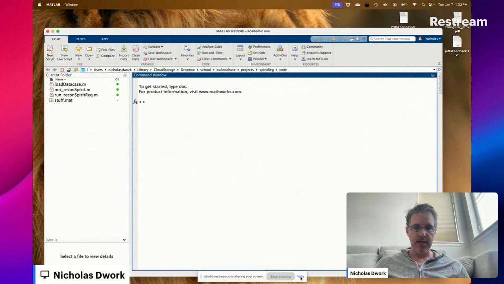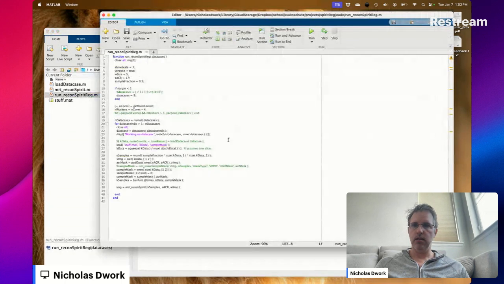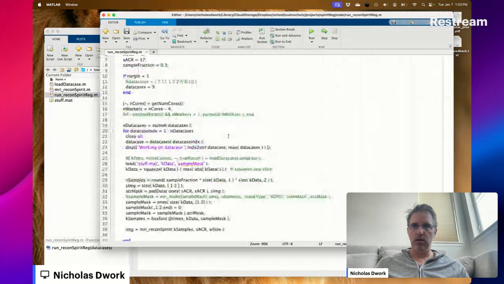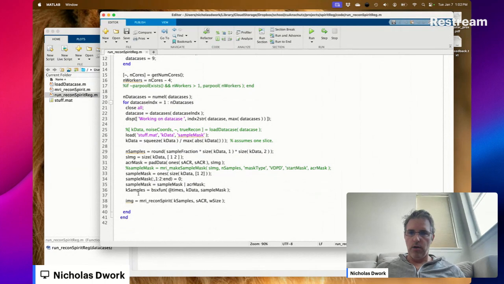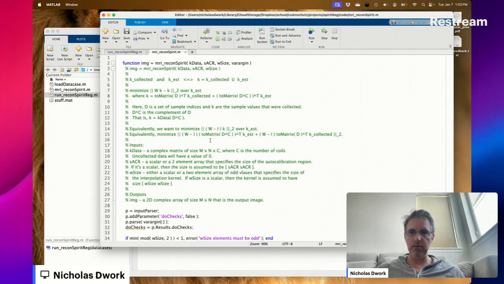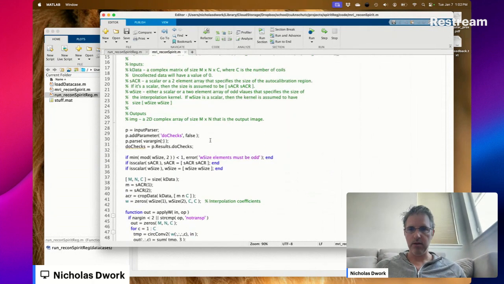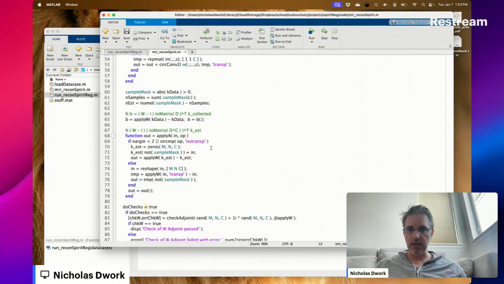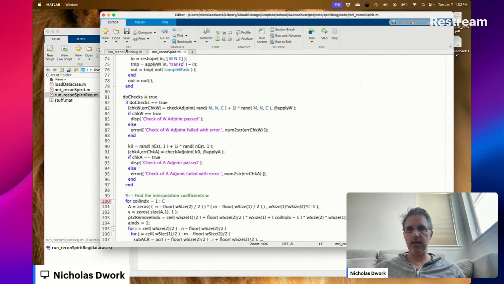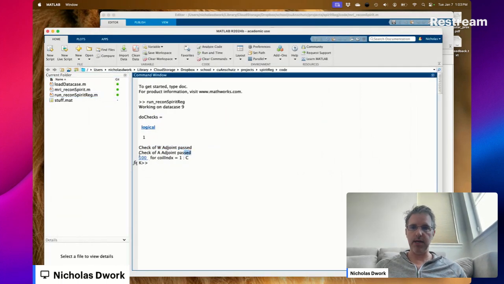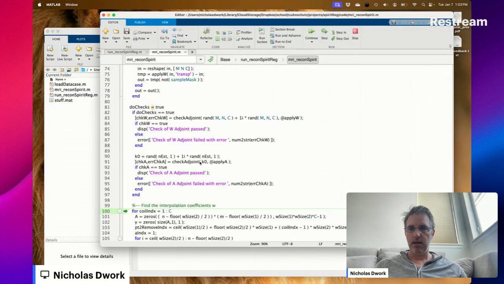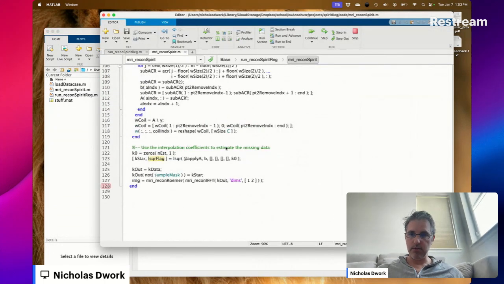We're doing this again. So we got the code up and running entirely. We're doing SPIRiT, which means we're trying to estimate missing values in k-space by convolving with a known kernel. And we have the code running all the way through. Our checks for the adjoint check out. Let's make sure that's correct. Check of W passed, check of A adjoint passed. Great. I believe all this runs to completion.